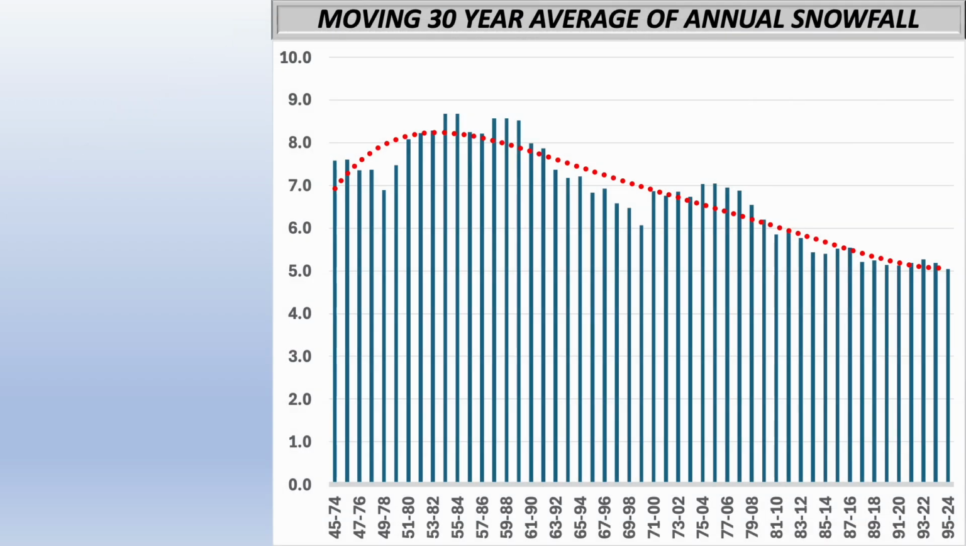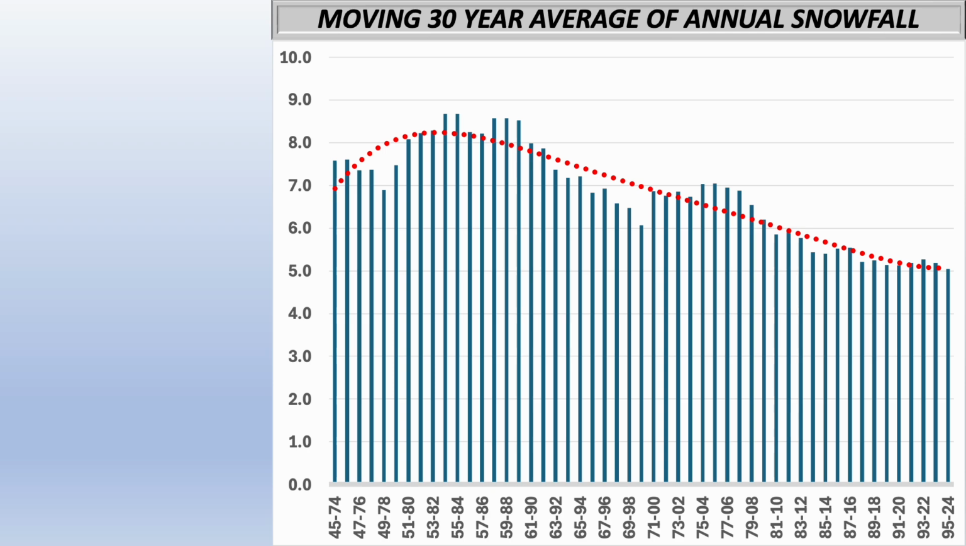And this is a moving 30-year average of annual snowfall. So in other words, the first point there on the left side of the graph is the average annual snowfall from the period 1945 to 1974, and then it keeps increasing by 1 year at a time. So the next one will be 46 to 75. The reason you don't see that label there is that with the font size I selected, it doesn't fit, okay? But all those years are in there from 45 to 74, from 95 to 2024.